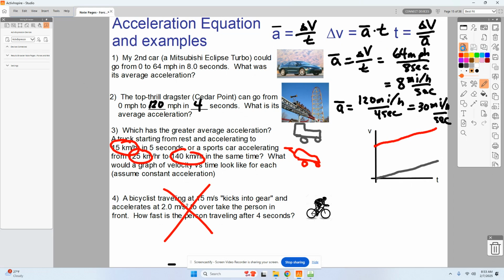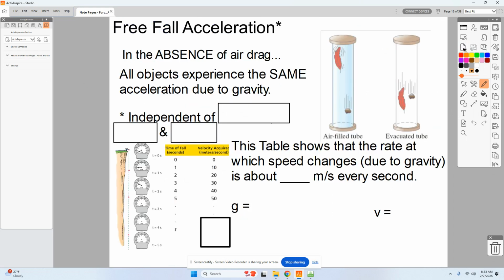If I could have got to that yesterday, it would have made sense, but it just ran out of time. So I want to do this one today. It's our main topic, free fall acceleration.